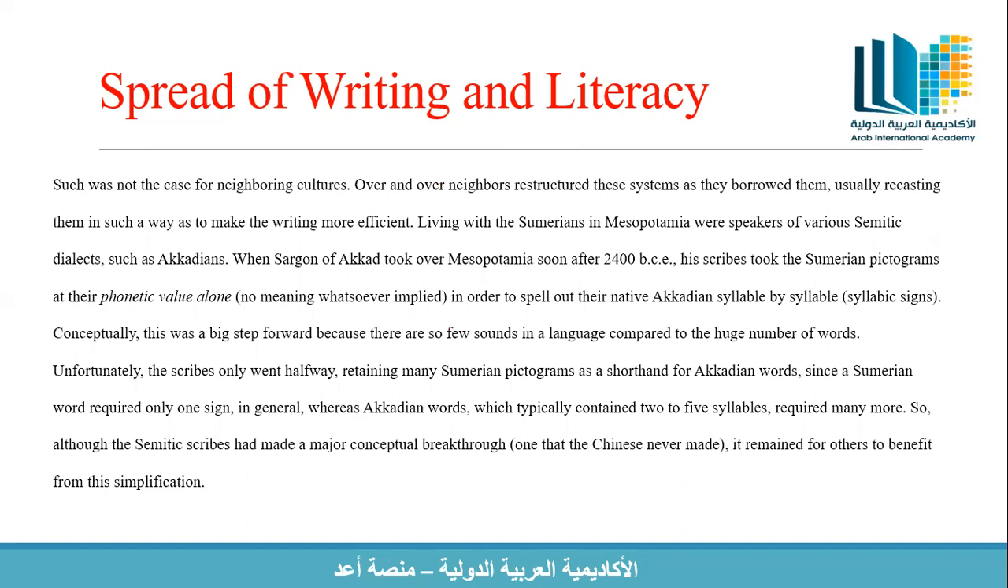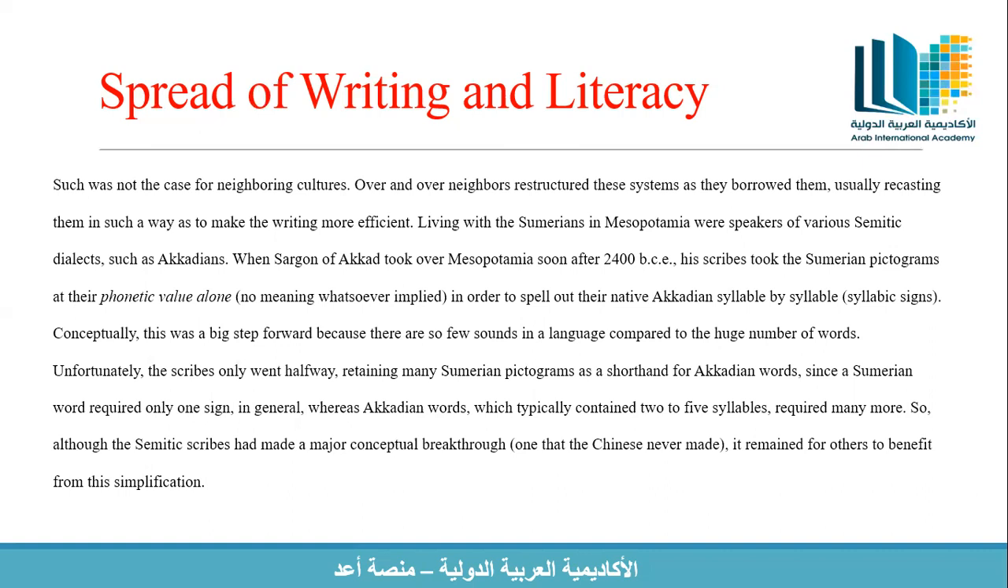Such was not the case for neighboring cultures. So over and over, neighbors restructured these systems as they borrowed them, usually recasting them in such a way as to make the writing more efficient. Living with the Sumerians in Mesopotamia were speakers of various Semitic dialects, such as the Akkadians. When Sargon of Akkad took over Mesopotamia soon after 2400 BC, his scribes took the Sumerian pictograms at their phonetic value alone, no meaning whatsoever implied, in order to spell out the native Akkadian syllable by syllable, which is the syllabic sign.